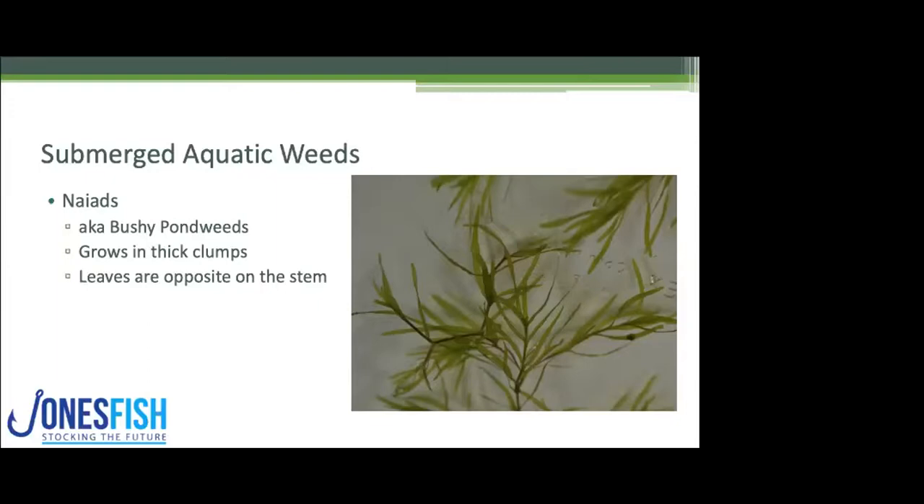The leaves there are going to be opposite on the stem, which is different than the pondweed species, which again, you remember are going to be alternate. So these are opposite. So you have a leaf on each side of that stem, basically. So again, another really good indicator of what species you're specifically dealing with, to find chemical control methods or other control methods that may be the best to control that.